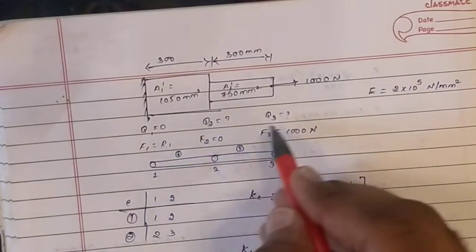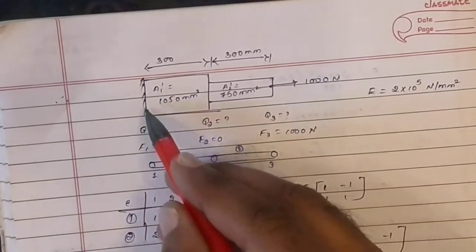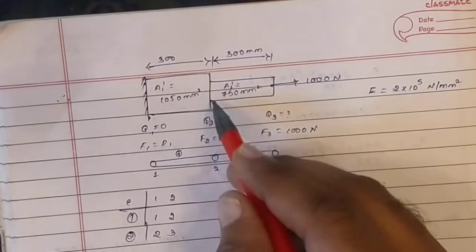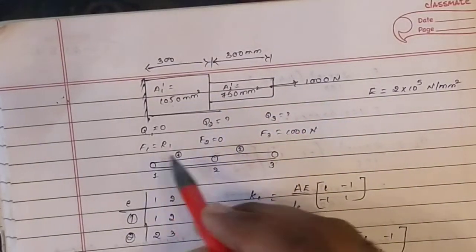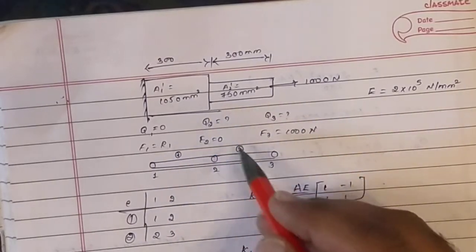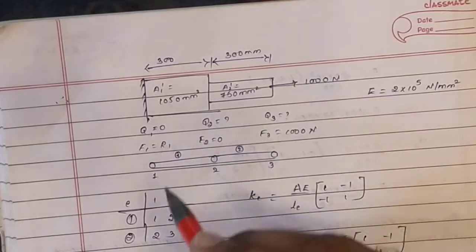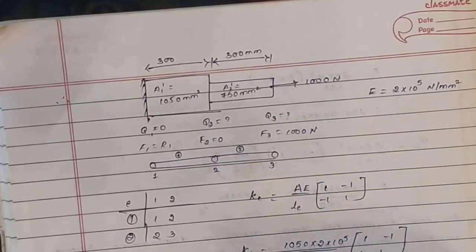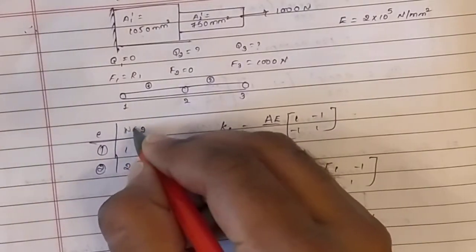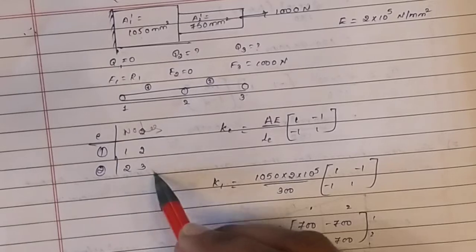Similarly, write the displacements and the forces Q1, Q2, Q3, F1, F2 and F3. Node 1 is fixed, so Q1 is equal to 0. Q2 and Q3 we have to find out because they are not fixed. F1 is equal to R1 because it is fixed, F2 is equal to 0 and F3 is equal to 1000 Newton. Here I will be solving using the elimination method. It is left to you to solve using the elimination method or the penalty method. And write the element connectivity for elements 1 and 2.